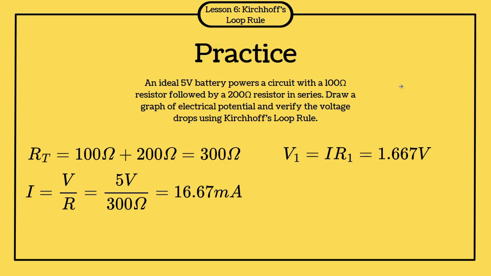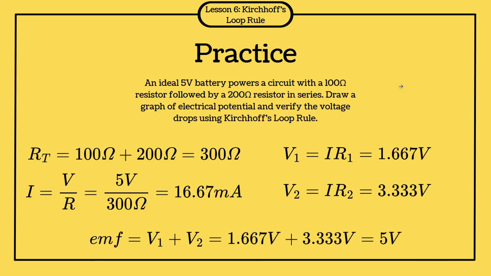Finally, we can calculate the voltage drops at each resistor. For resistor 1, we know V1 equals I times R1. R1 is the resistance of the first resistor, 100 ohms. I is our current, 16.67 milliamps. Multiplying these values out, we get 1.667 volts. V2 is the voltage drop over the second resistor. V2 equals I times R2. The second resistance is 200 ohms, the current is the same, and so our final voltage drop over the second resistor is 3.333 volts.